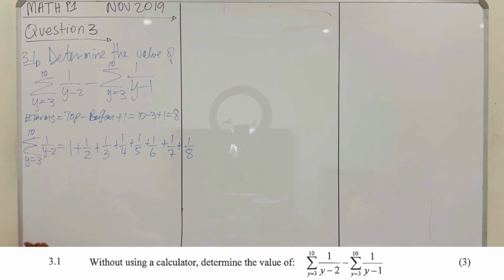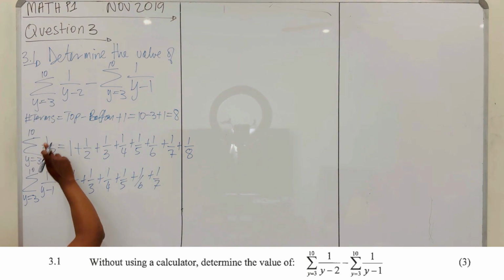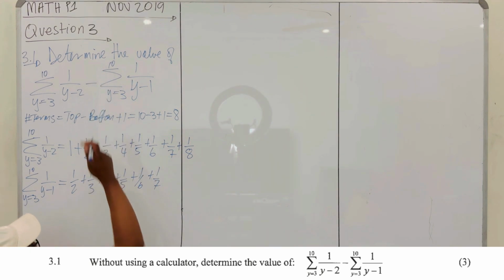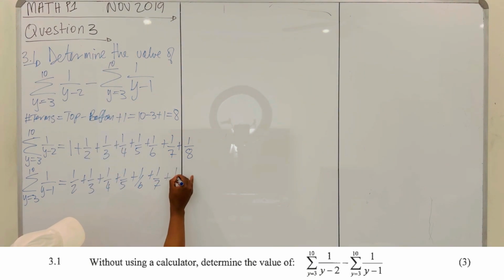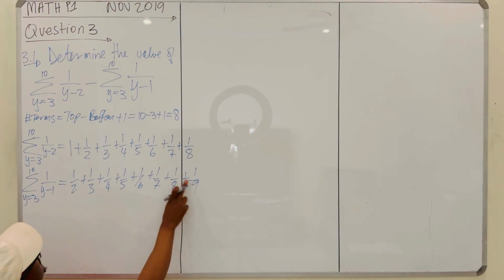Now let's find the terms for the second one. It starts from y equals 3, with 1 over y minus 1. So the first term, if you put 3, gives 1 over 2, plus 1 over 3, plus 1 over 4, plus 1 over 5, plus 1 over 6, plus 1 over 7, plus 1 over 8, plus 1 over 9. There should be 8 terms, because there are 8 terms: 1, 2, 3, 4, 5, 6, 7, 8.